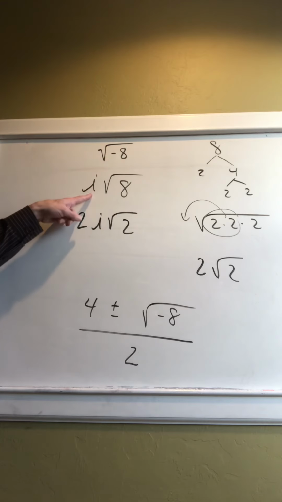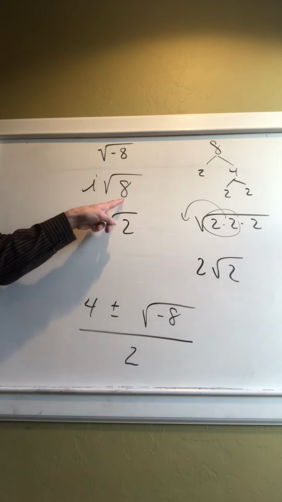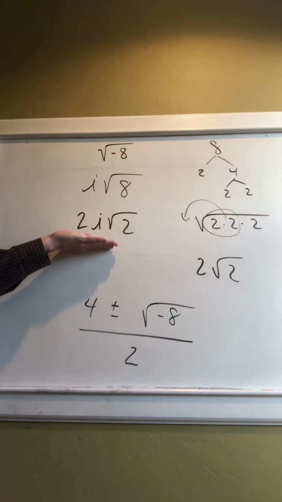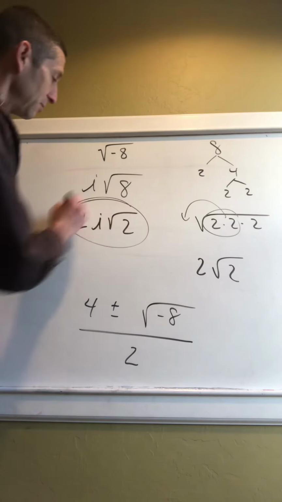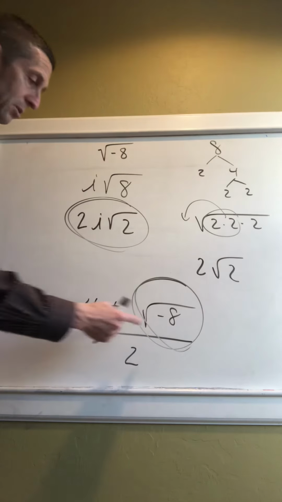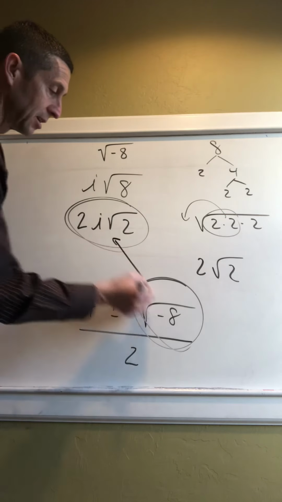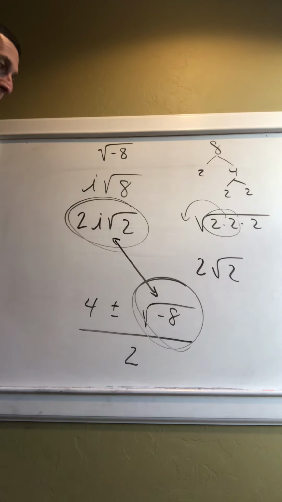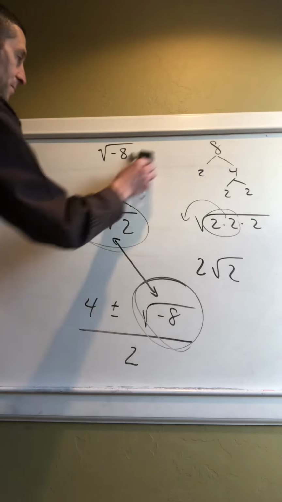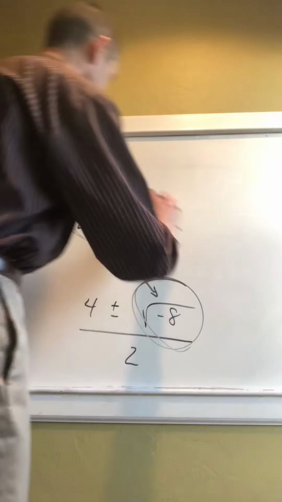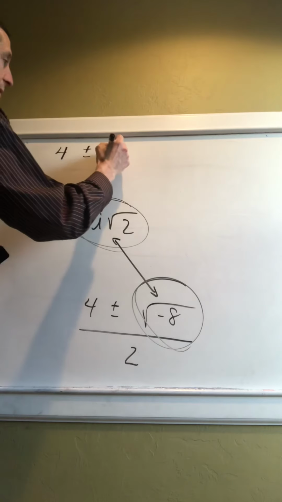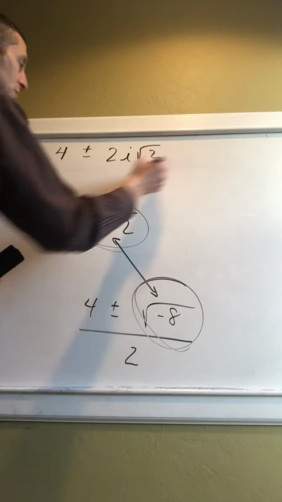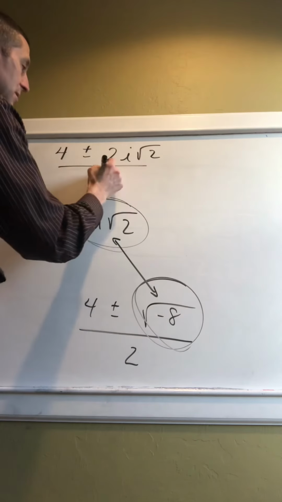So the negative makes the I. The square root of 8 rewrites from 2 square roots of 2 to become 2I square roots of 2. So now this is your switch. You had negative 8. We're replacing it with 2I square roots of 2. Let's get all this out of the way. So to finish the problem, you have 2I square roots of 2, and all this is over 2.